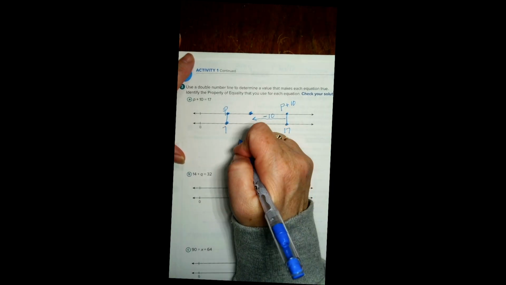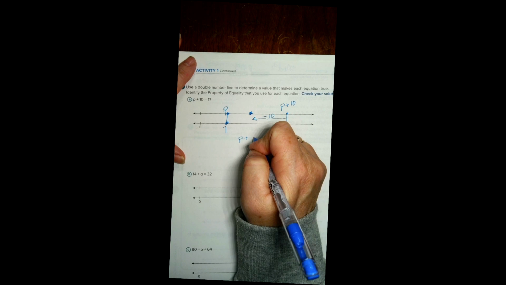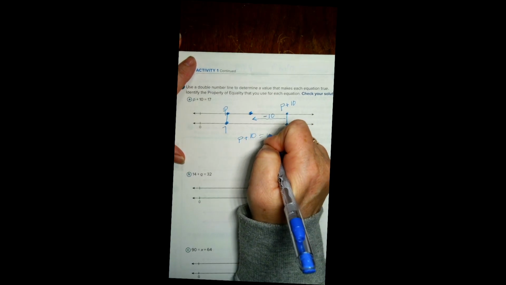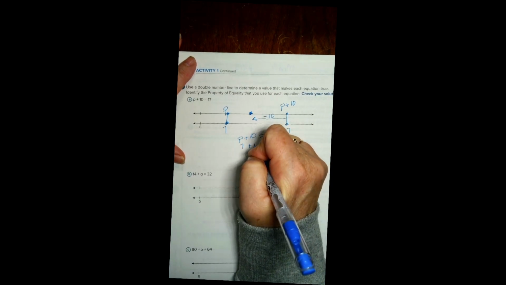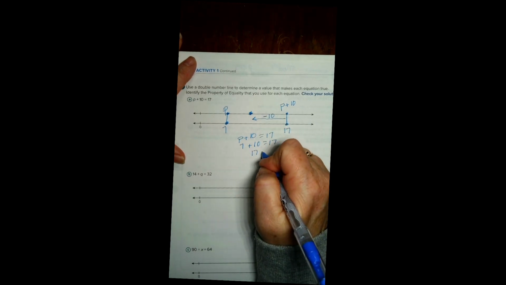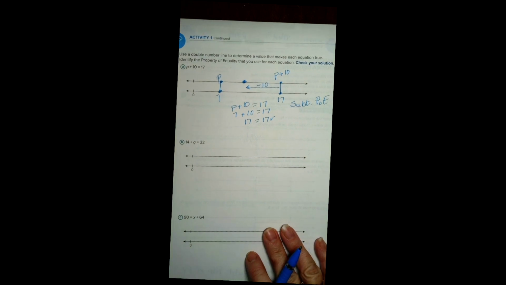And it says check your solution. So p plus 10 equals 17. 7 plus 10 equals 17. 7 plus 10 is 17. It is true, so we use the subtraction. I'm just going to put P-O-E, property of equality. Sub PoE.